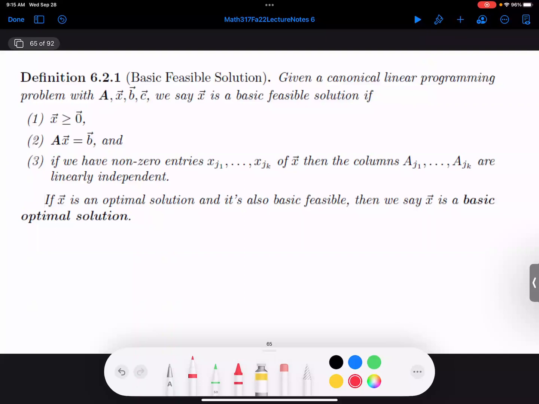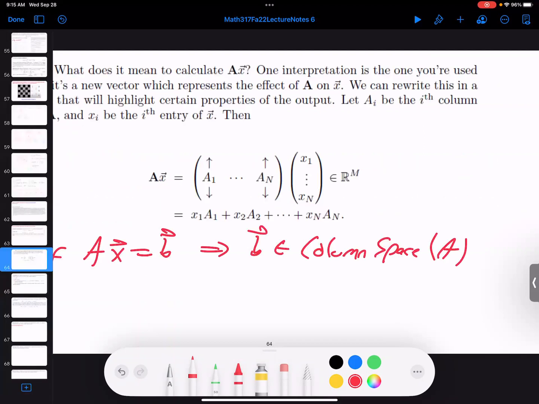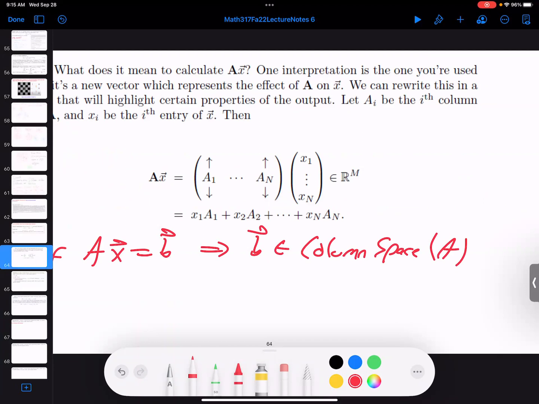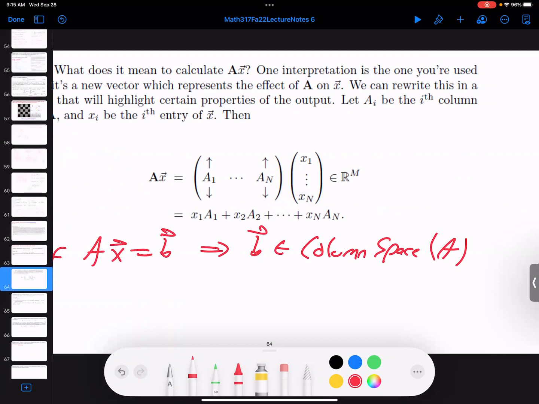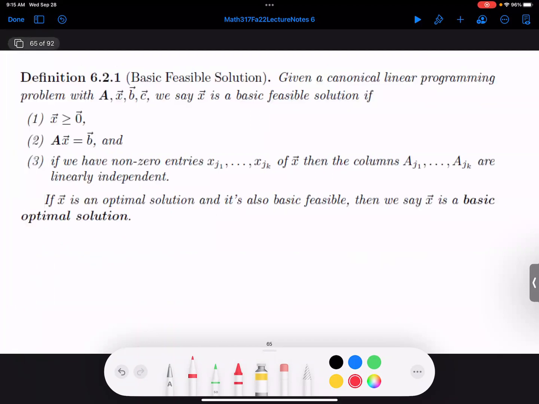If you look at the subset of non-zero entries of X, they're associated to columns. And this comes back to when we looked at a page ago, when we looked at AX, when we multiply things out, what this is saying is whichever entries of X are non-zero, the corresponding columns are linearly independent. And in a shocker, a basic optimal solution is very similar. Okay?